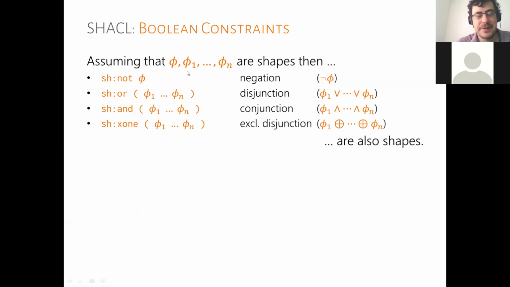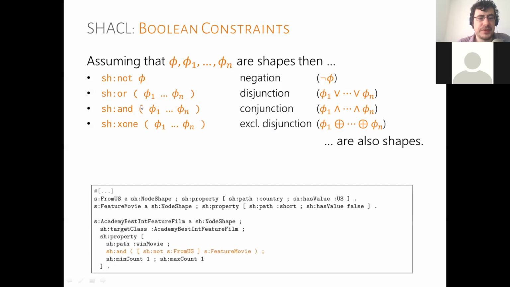So we can also specify Boolean constraints on top of the shapes. This means that if we have multiple shapes, we can combine them using Boolean conditions. So we can negate a shape to say that a node should not satisfy a given shape. We can say that a node must satisfy at least one of a list of different shapes, or that it must satisfy all of these shapes. So we have these Boolean constraints we can specify.